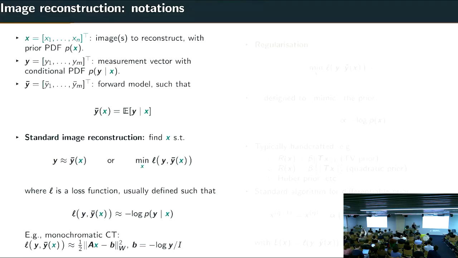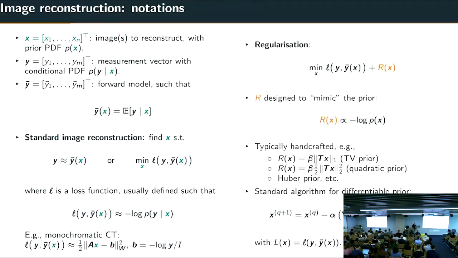The forward model is the expected measurement, and we denote it Y bar. Standard image reconstruction is usually formulated as: we want to find an image X such that the forward model matches the measurement. Or equivalently, we can formulate it as an optimization problem with a loss function. And because we have an ill-posed problem, and because we have noise, we want to add a regularization, which takes the form of a penalty term.